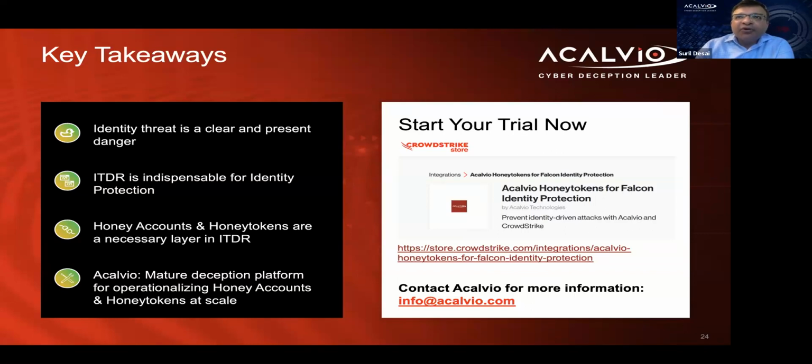So in order to achieve deception for identity threat defense, CrowdStrike Identity Protection provided the infrastructure to monitor Honey accounts in their platform. But deploying Honey accounts and Honey tokens at scale requires a dedicated platform for enterprises. That platform is the one that Calvio provides. So enterprises must leverage the Calvio platform if they want widespread protection from identity threats.